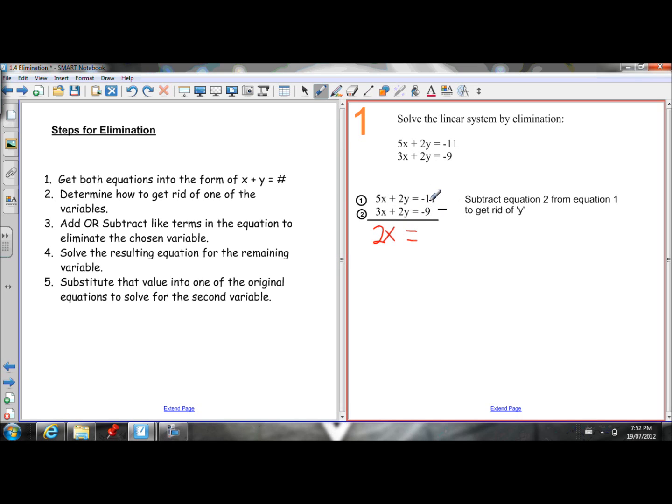It's equal to negative 11 minus negative 9. Negative 11 minus negative 9 is negative 11 plus 9, which is negative 2. Okay? So I have 2x equals negative 2. That's the equation of my new line. Once I finish rearranging it, that'll be my new line that will intersect the same point as these two do.